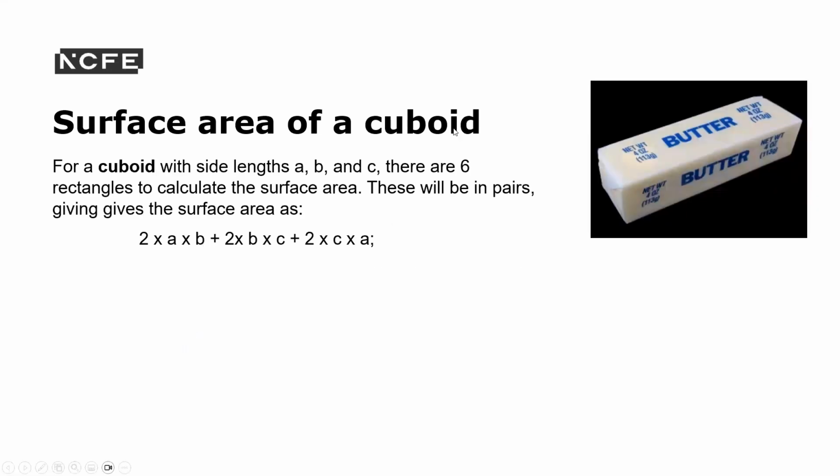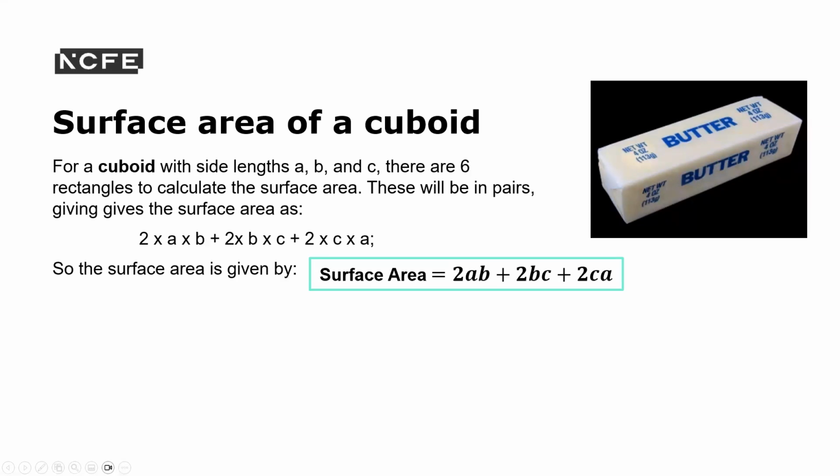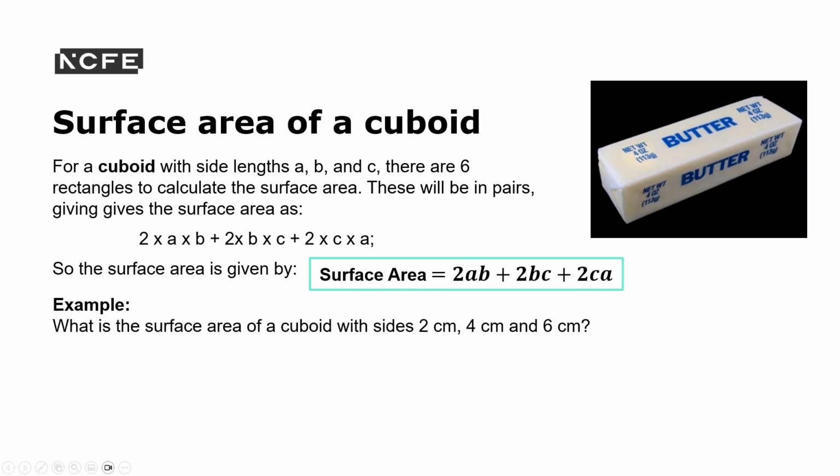The surface area of a cuboid. A cuboid has side lengths A, B, and C. There are 6 rectangles to calculate in the surface area. These come in pairs. The surface area is 2 times A times B, plus 2 times B times C, plus 2 times C times A. So the surface area equals 2AB plus 2BC plus 2CA.